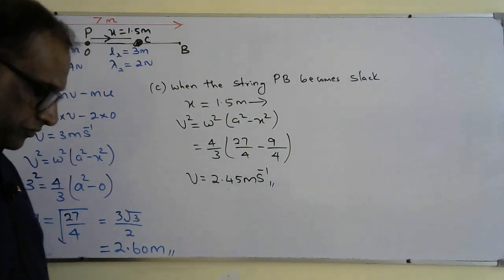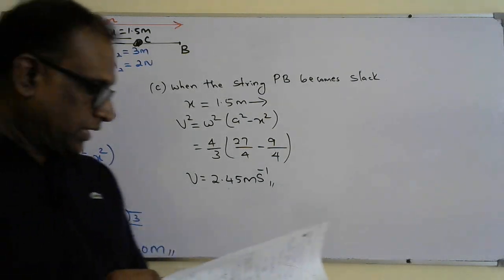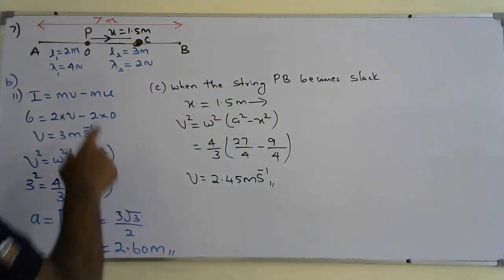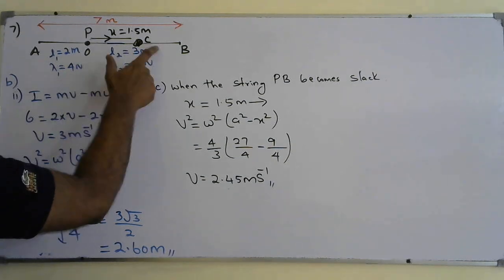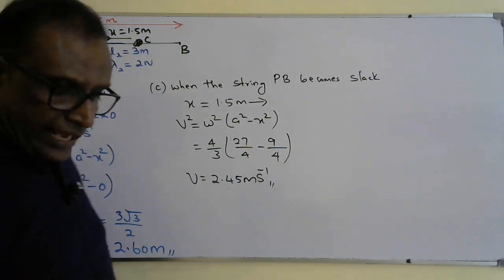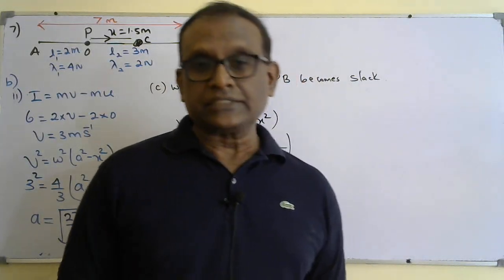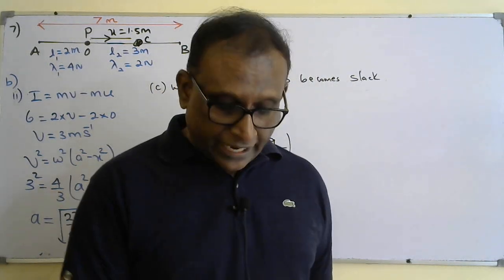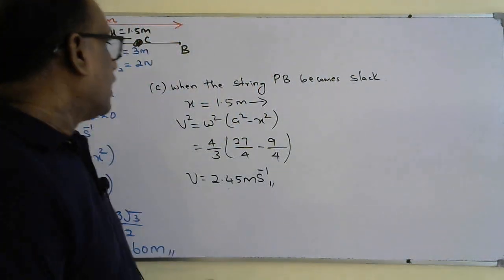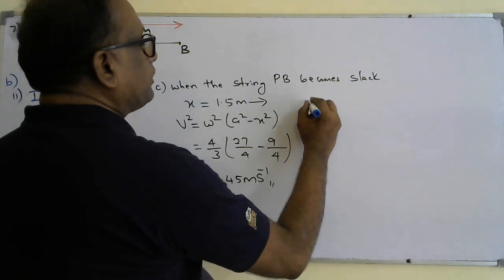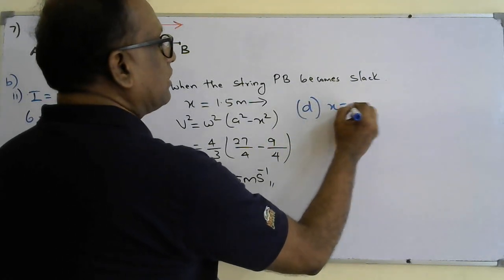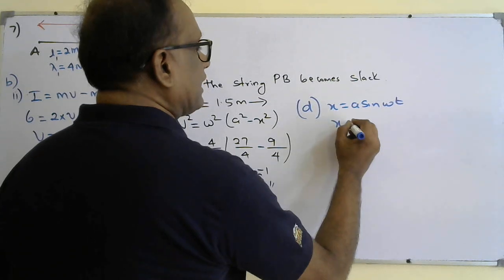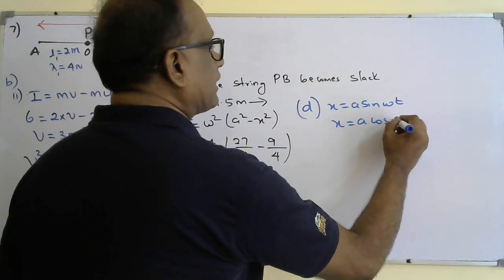Okay, so the last part of this question: find the time taken for P to travel directly from O to C. O is the equilibrium position. O to C, how long does it take? So we have two equations related to displacement and time, but you must know where to use which equation. There are two equations we use. One is x equals A sine omega t. The other one is x equals A cos omega t.